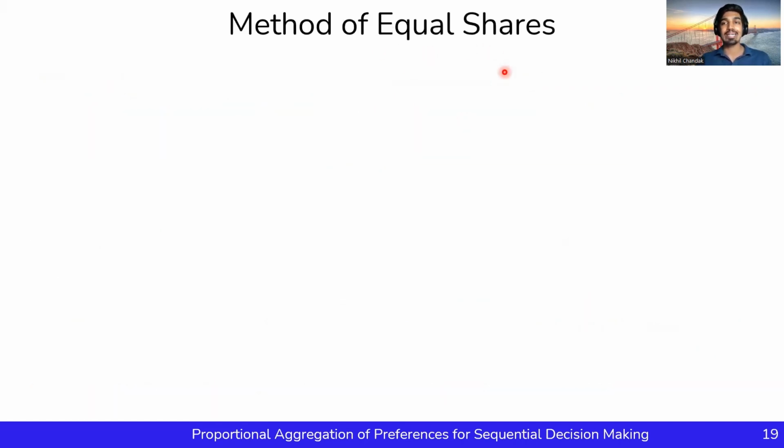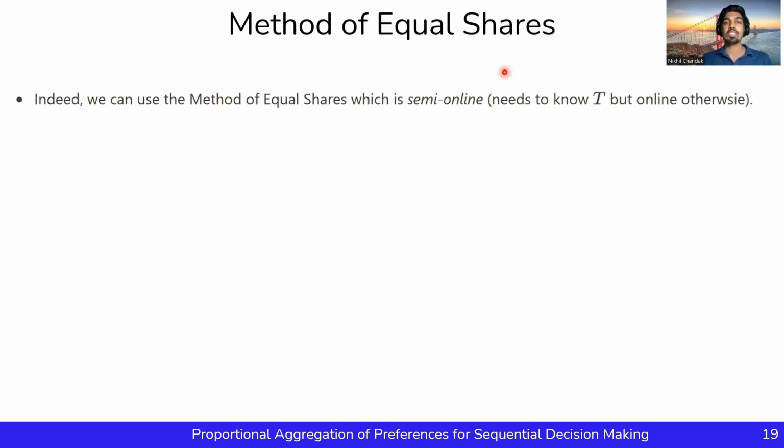This rule is used in practice for participatory budgeting and can be adapted to our setting in a semi-online manner. That is, it needs to know the time horizon, but can be operated online otherwise. I'll briefly describe the rule. Now, each decision, similar to Phragmén, costs 1 unit, which is paid by supporters. Since we know there are T rounds, the total amount of money required would be T units.